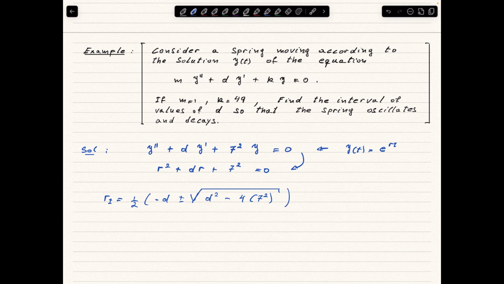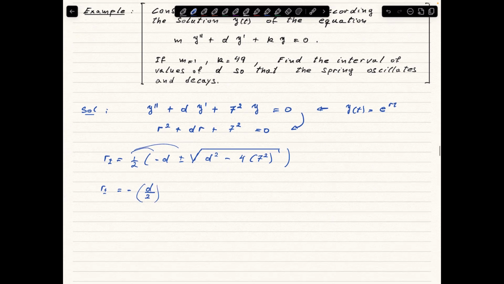Now we multiply by the 2 on both sides, and we put it inside the square root, the second factor, and then r plus minus is equal to minus d over 2, which, by the way, is alpha in our previous calculation, so let's mention here this is what we call alpha because m is 1 in this case. And here we are going to have alpha squared, which is d over 2 squared, minus 7 squared, where 7 is the omega from before.